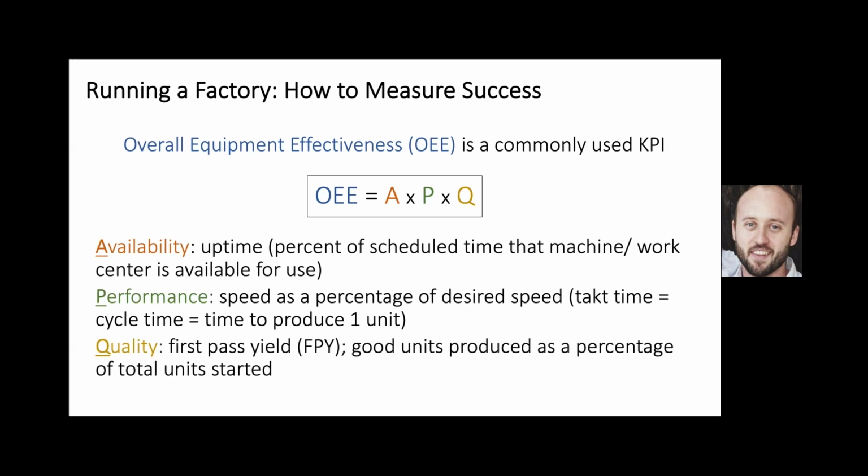So we could call this first pass yield, where we're basically looking at the good units that are produced as a percentage of the total units started. So did we have to scrap any for various reasons? Did they all pass the quality check, etc.?